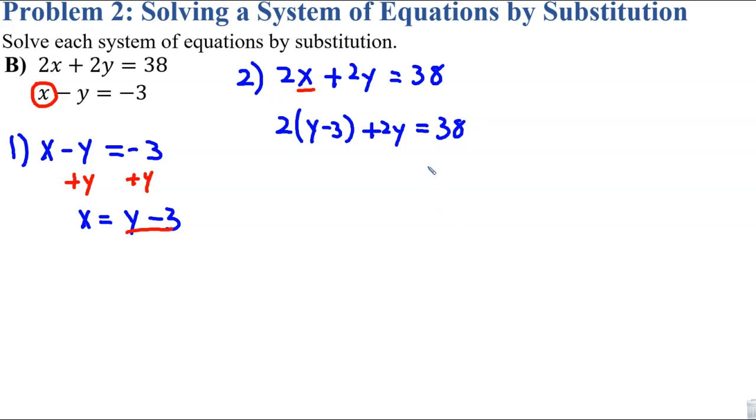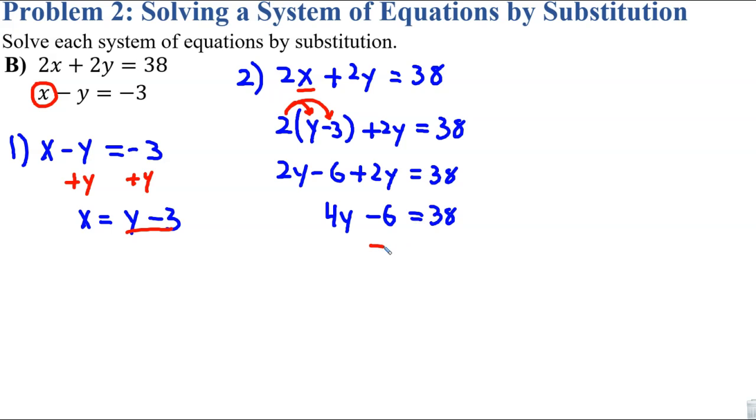All right, I now have an equation just in terms of y, so we can solve it for y. I can distribute my 2 in. So we'll go 2y minus 6 plus 2y is equal to 38. And solving for y, we'll combine like terms. This is going to be 4y minus 6 is equal to 38. I'm going to add 6 to both sides. That gives us 4y is equal to 44. And then divide both sides by 4. We end up with y is equal to 11.